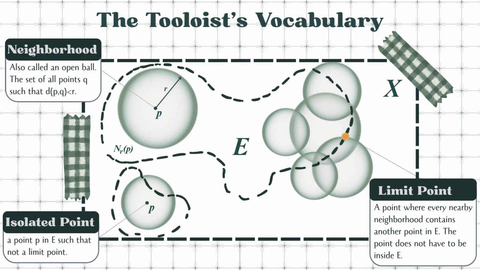Here are the first tools of topology. A neighborhood is simply all points within some distance r of a point P. An isolated point stands alone. A limit point is different. No matter how small a neighborhood we draw around it, we always find other points of the set nearby. These ideas will become the building blocks for open and closed sets.